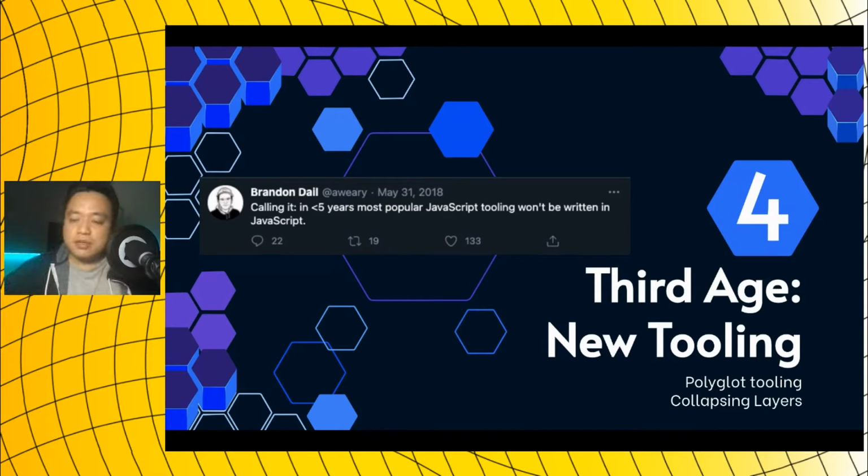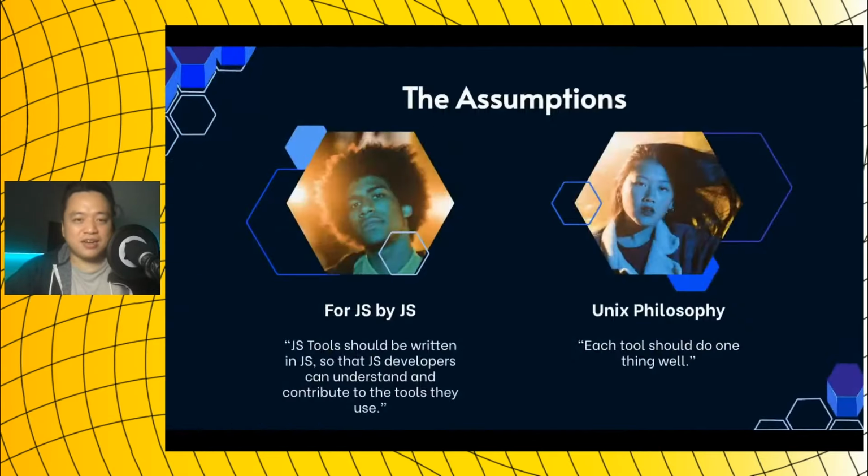Okay, so the next thesis, the second thesis of the third age, is that we'll have new tooling. So Brandon Dale, formerly from Facebook, says that in less than 5 years, so he called this in 2018, so he's got another 3 years, most popular JavaScript tooling won't be written in JavaScript. And that's a fundamental insight here.